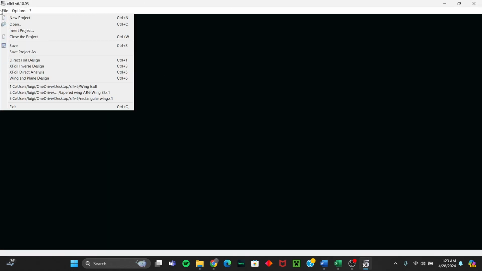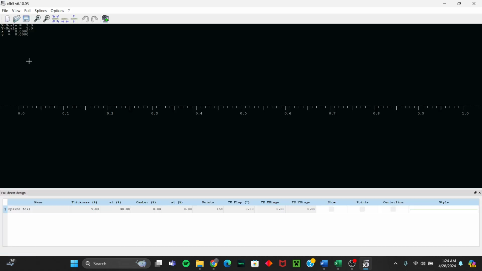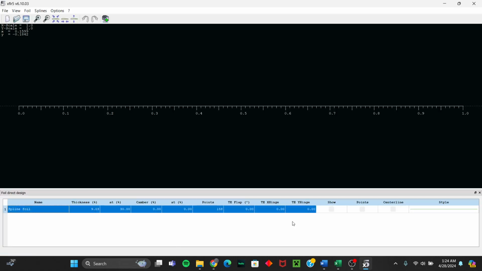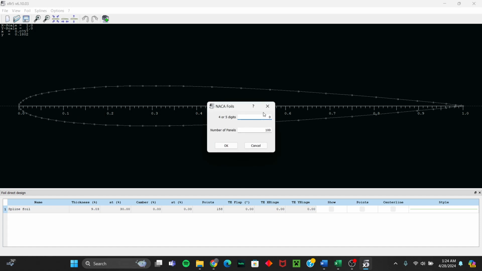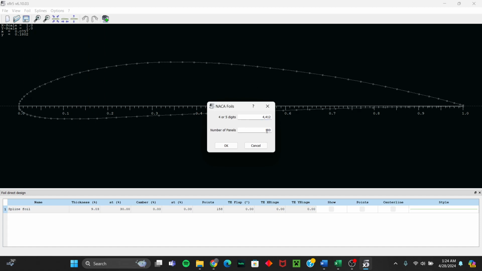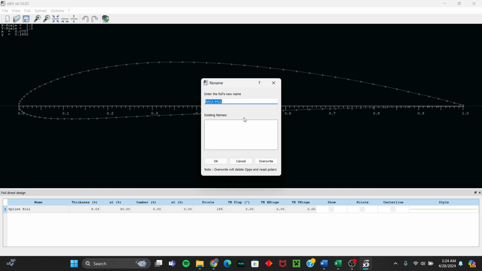And what we're going to do first is we're going to define the foil. So we're going to go here to direct foil design. And then we click foil, NACA foils, and this foil is going to be the 4412. We'll set the number of panels to around 400.